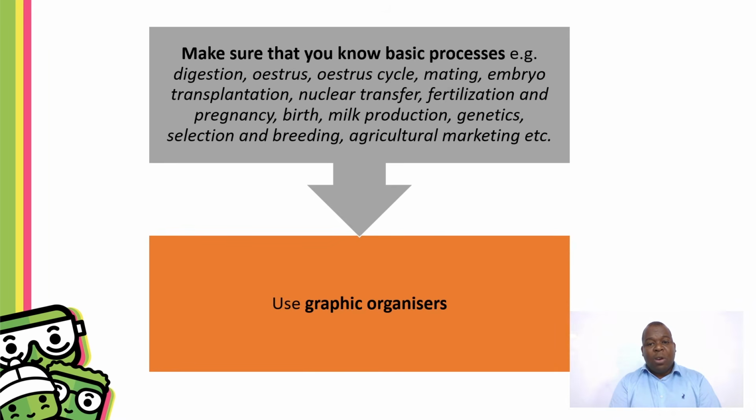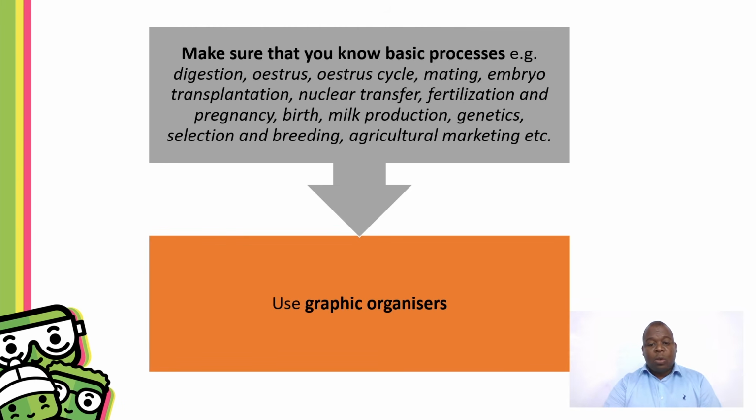Make sure that you know basic processes. For example, we have talked about genetics. We talked about monohybrid crossing. We talked about marketing. Make sure that you know maybe the law of demand or the law of supply. Make sure that you know those concepts. Nuclear transfer. Make sure that you know those terms that are going to be coming in that specific paper.